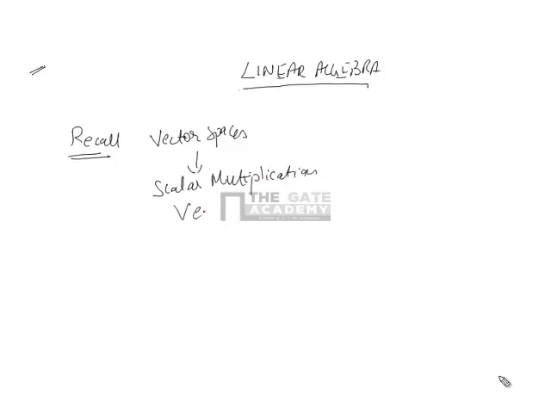Hi, we were seeing about linear algebra. Let us have a quick recall of what we saw so far. We saw about vectors, spaces, and we defined the two basic operations, scalar multiplication and vector addition.